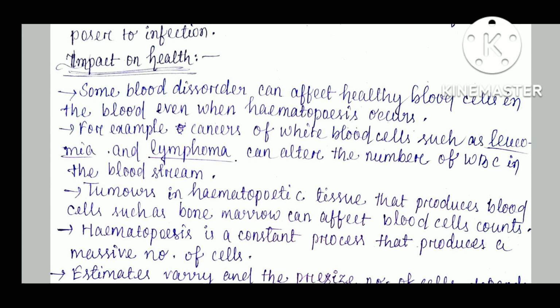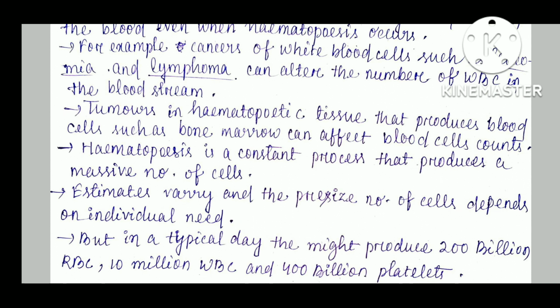So, hematopoiesis is a constant process that produces a massive number of cells. Estimates vary and the precise number of cells depends on individual need. But in a typical day, the body might produce 200 billion RBCs, 10 million WBCs and 400 billion platelets.